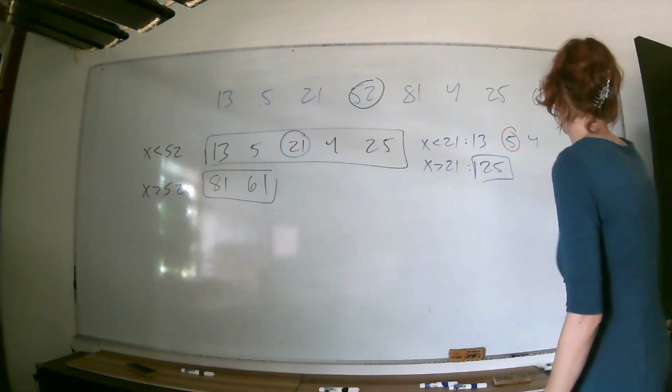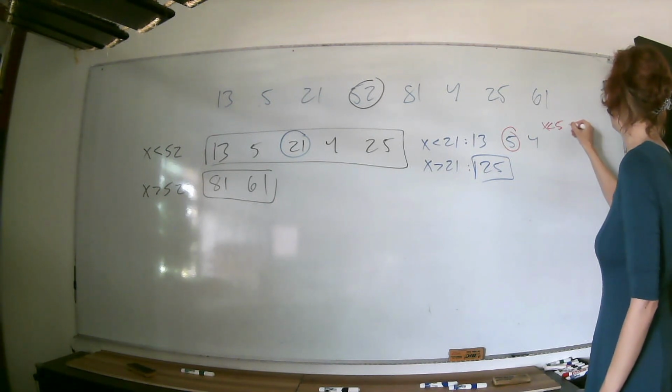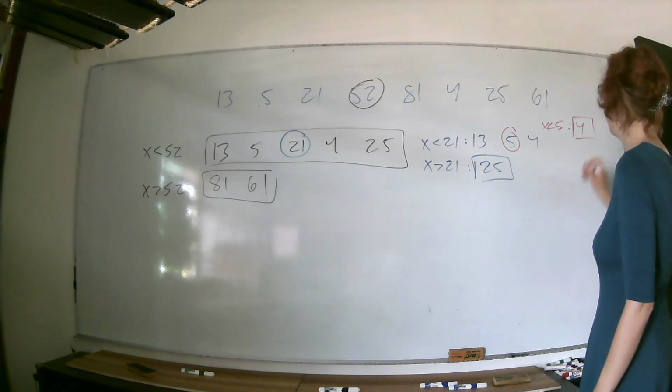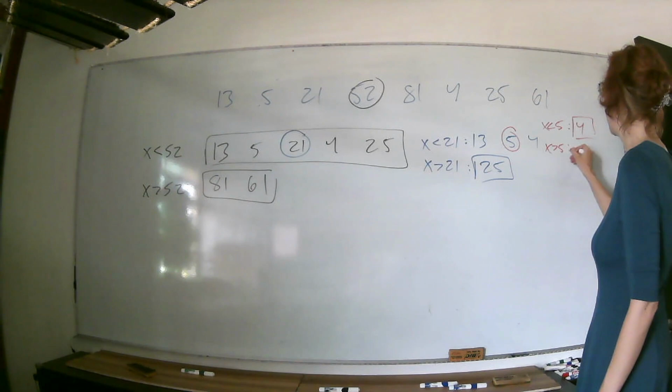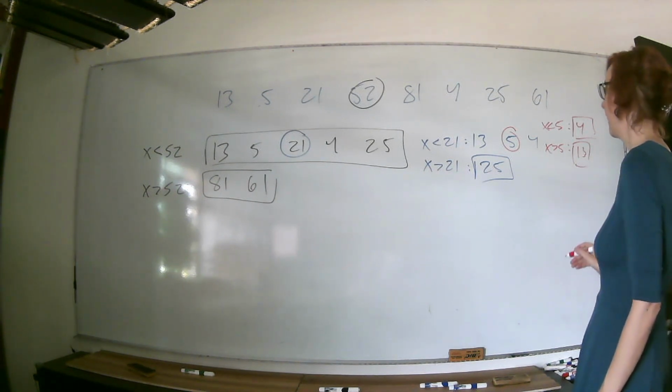Let's say I pick the 4. So then the smaller than 5, that's going to be the 4. I'm done, nothing else to do. The larger than 5, it's going to be the 13. I'm done, there's nothing else to do.